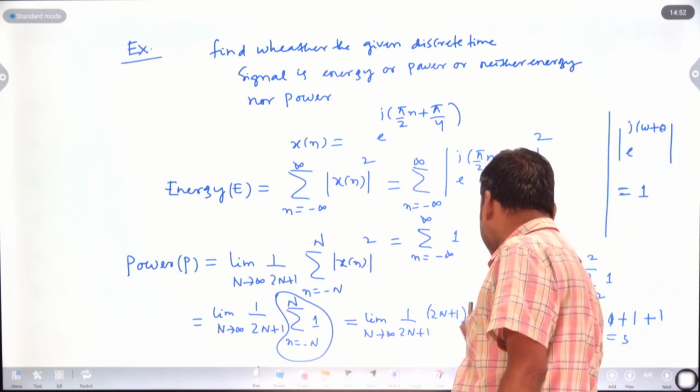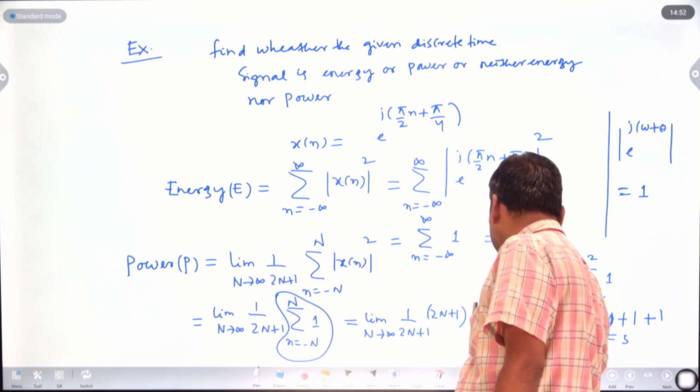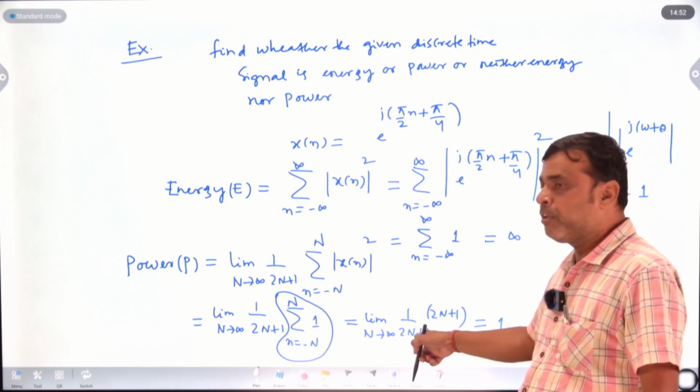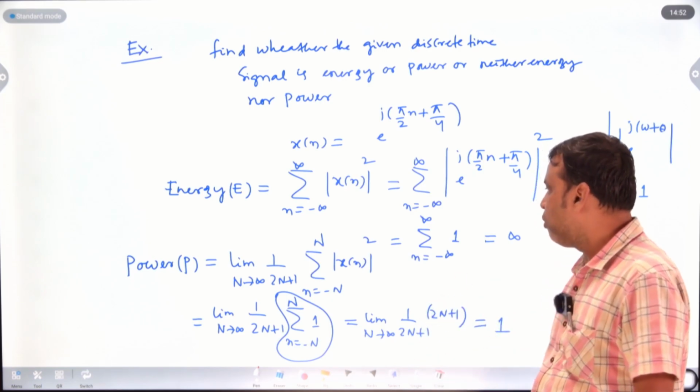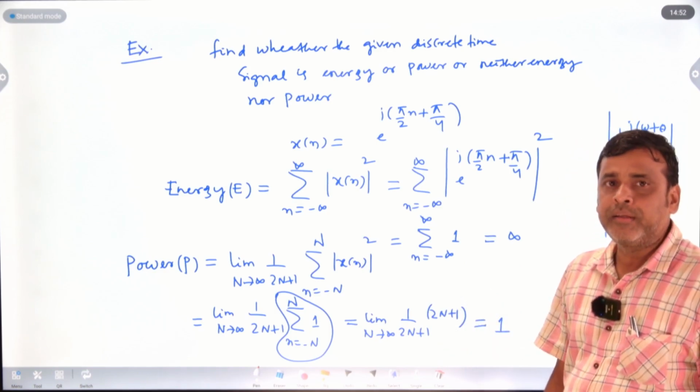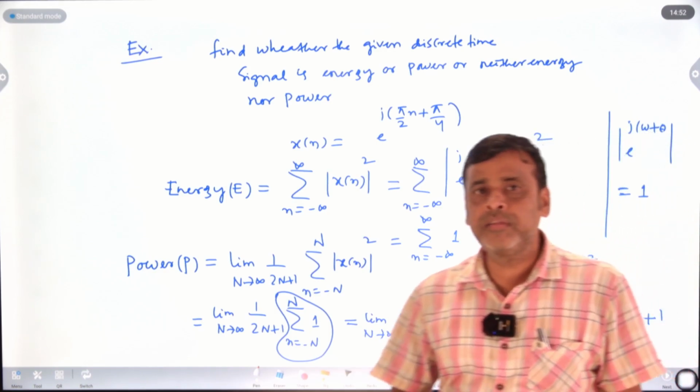This is nothing but what? If we cancel out, this value is nothing but 1. Here 2n plus 1, 2n plus 1 will be cancelled out and the value will be 1. Here energy is infinite and the power is finite. The signal is what? The signal is a power signal.